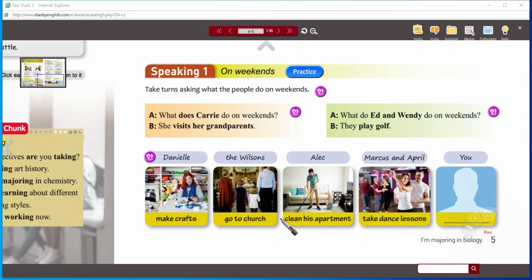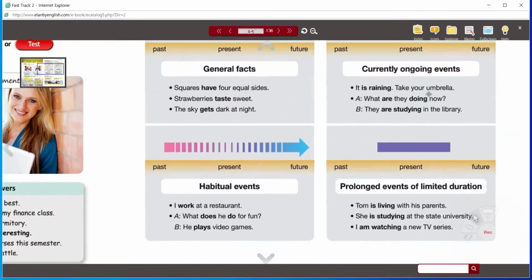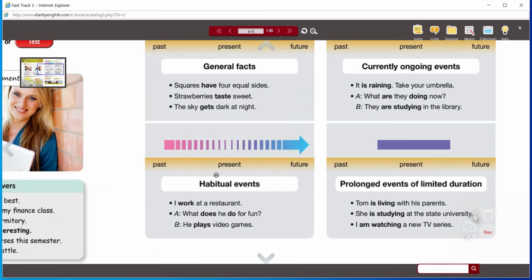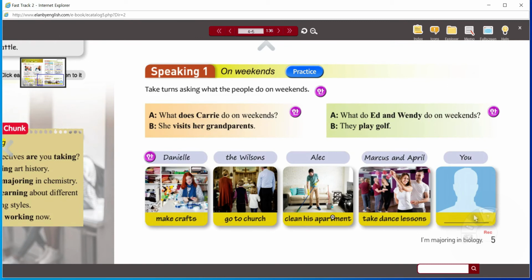And at the bottom, you can see the weekend activities are listed here in the various verbs, the actions that they do on the weekends. So here we're talking about a regular activity, much like we saw in the grammar explanation, habitual events. So you work at a restaurant, you play video games. You know, weekends you do something. Maybe there's a regular activity.